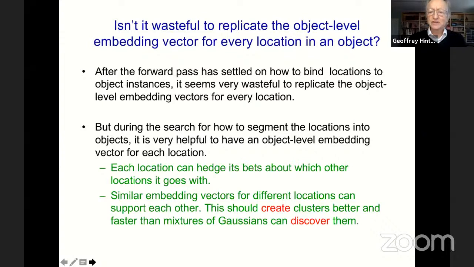And so during the search for how to segment the image, how to form the parse tree, it's very helpful to have these highly redundant representations where at every location, you're going to have a bet about which object you're part of, and that's going to be a whole vector, but also a bet about which part you're part of and a bet about which subpart you're part of. And all these things are going to be interacting. There's bottom-up and top-down effects making these vectors at a location all interact with each other.